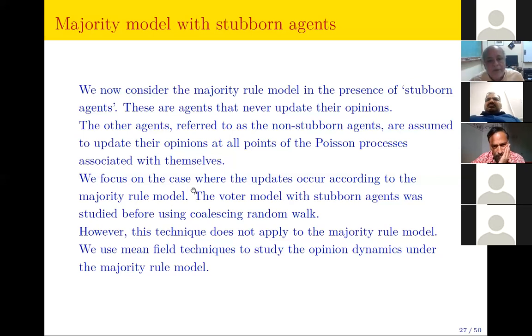We focus on the case when the updates occur according to the majority rule model. The voter rule model with stubborn agents was studied earlier, and for that, one needed what's called a coalescing random walk. This coalescing random walk doesn't apply to the majority rule model. But what we do is we study mean field techniques, because we know that the mean field techniques work for the biased majority rule.